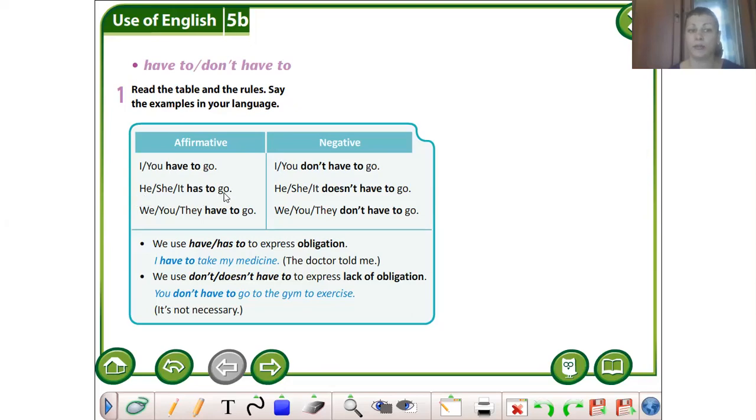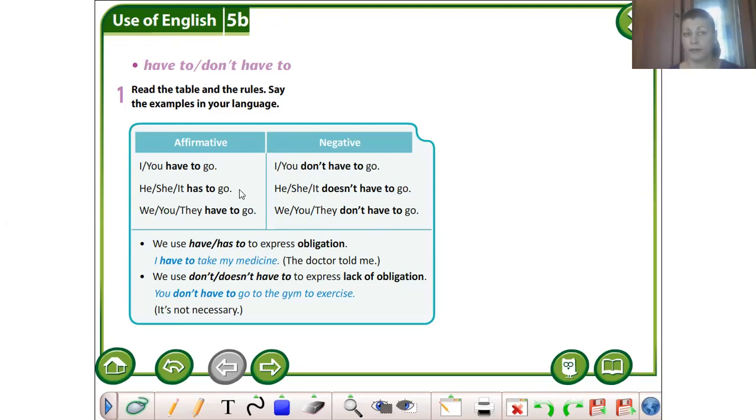He has to go. He doesn't have to go. She has to go. She doesn't have to go. It has to go. It doesn't have to go. We have to go. We don't have to go. You have to go. You don't have to go. They have to go. They don't have to go. So, what's the difference between have to and has to?